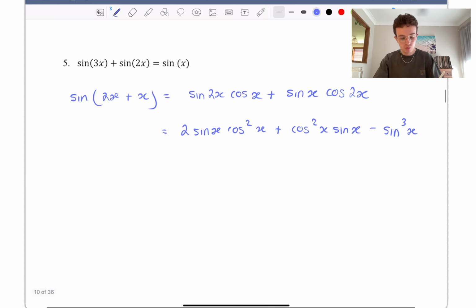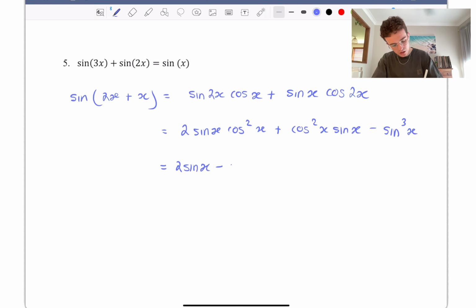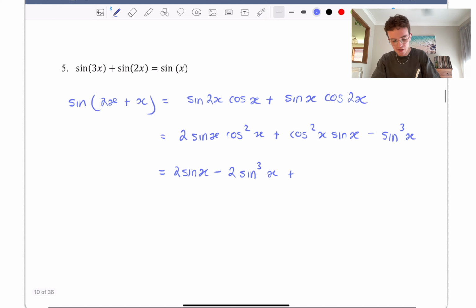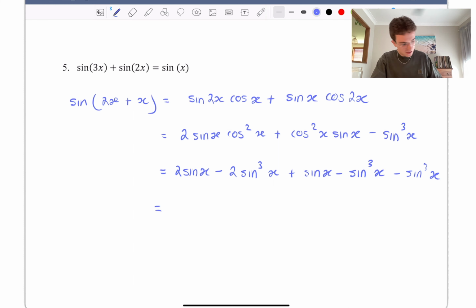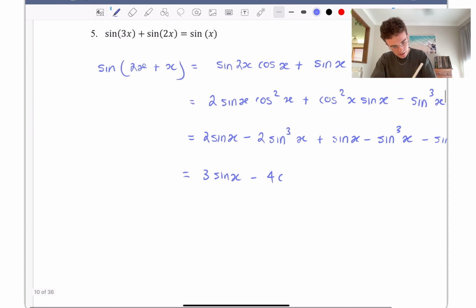Now cos squared of x is 1 minus sine squared of x, so this is going to be 2 sine of x minus 2 sine cubed of x, plus cos squared of x again is 1 minus sine squared x, so this is going to be sine x minus sine cubed of x, expanding through that sine of x, minus sine cubed of x. Simplifying that, we get that this is equal to 3 sine of x, 2 plus 1 is 3 sine of x, minus 2 plus 1 is minus 4 sine cubed of x.